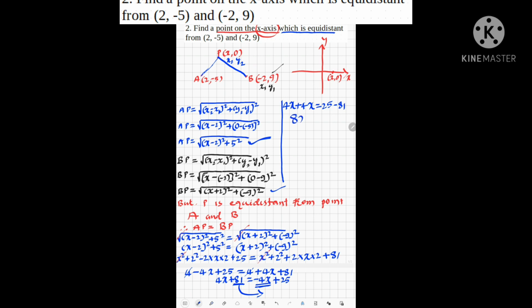This is 8x. Subtract 25 minus 81, it is minus 56. See here, 8 and x are in multiplication. After transposing 8 to the RHS side, it will become division: minus 56 divided by 8. x is equal to, after dividing minus 56 by 8, 8 ones are 8, 8 sevens are 56, minus 7. x value is minus 7.